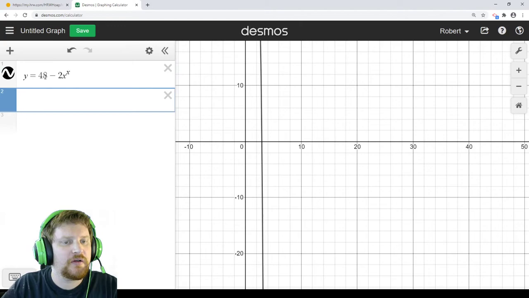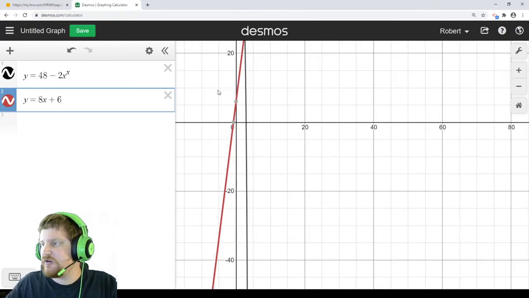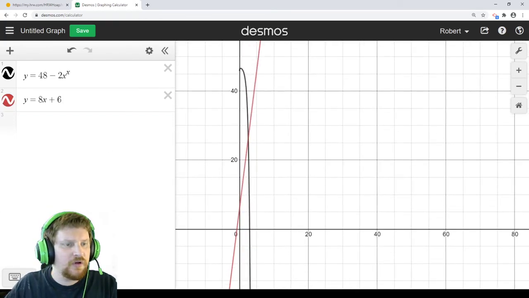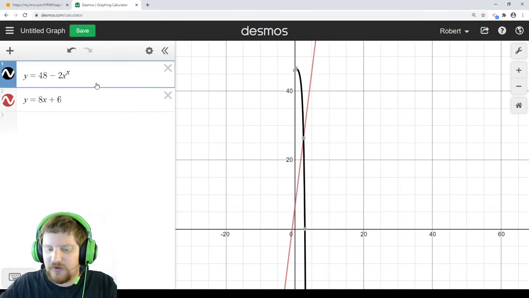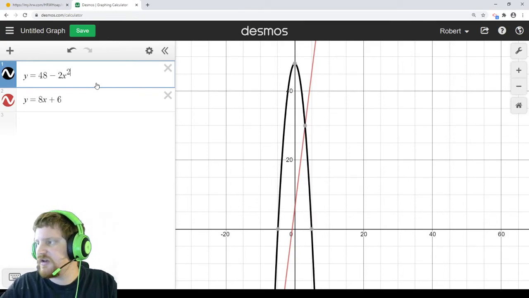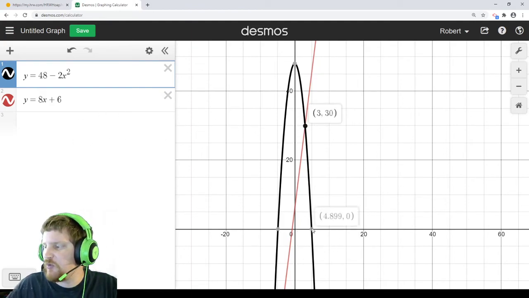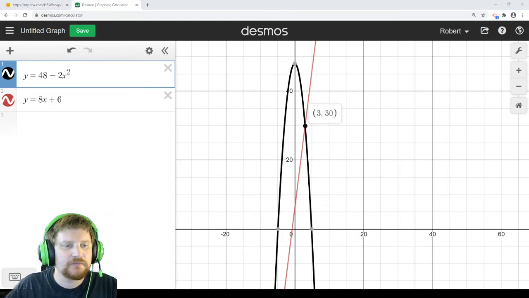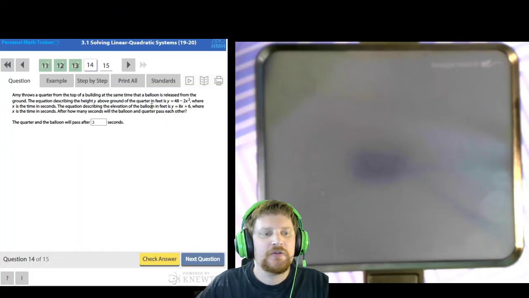And our line, the balloon, is released at y equals 8x plus 6. And we want to know after how many seconds do they pass. It would help if I could type in the right thing. Looks like they pass, since they said time was on the x-axis, they're going to pass in 3 seconds. Oops. So we just plugged in 3.